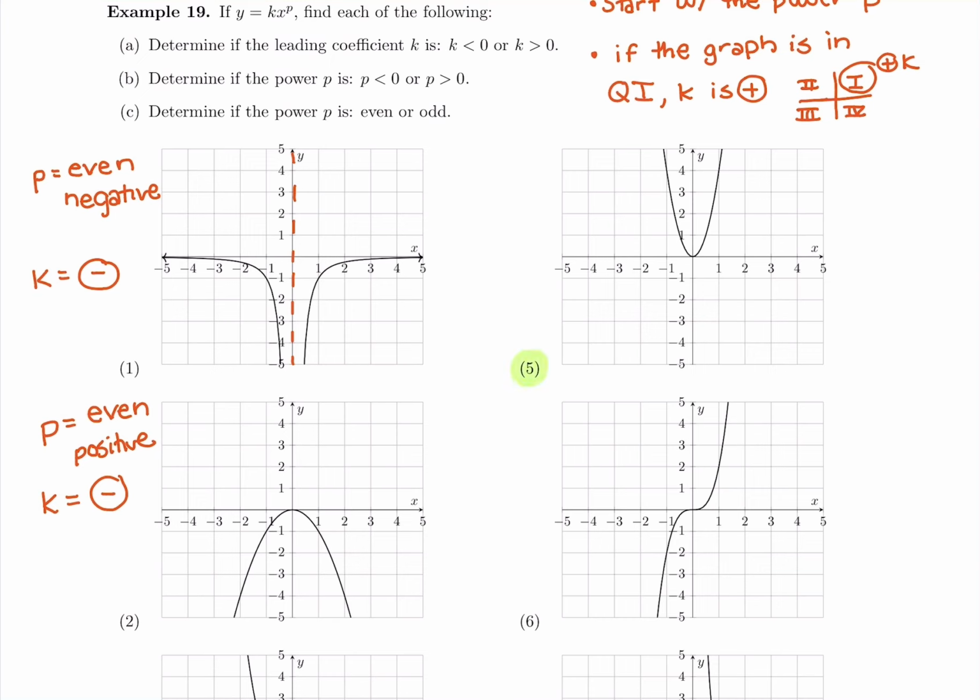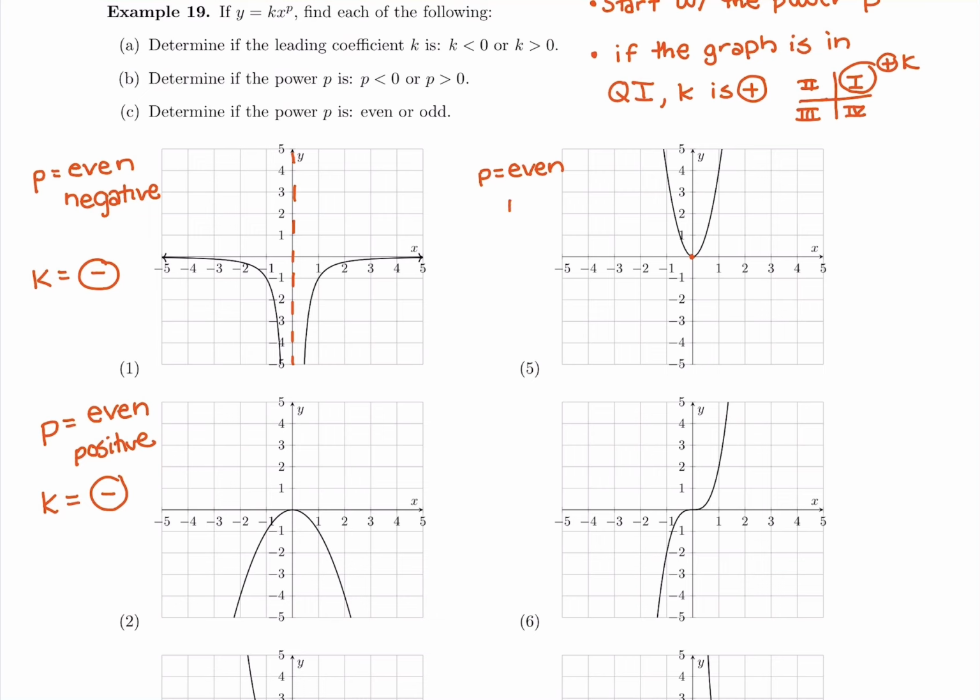Let's jump over here to graph 5. Again, we have symmetry about the y-axis where I could fold this over the y-axis and it would overlap. So it's definitely even. Only even powers can fold along that y-axis. So we have an even power. Is it positive or is it negative? Well, does it have a vertical asymptote? There's no vertical asymptote. You can plug in 0 and you get the point 0.